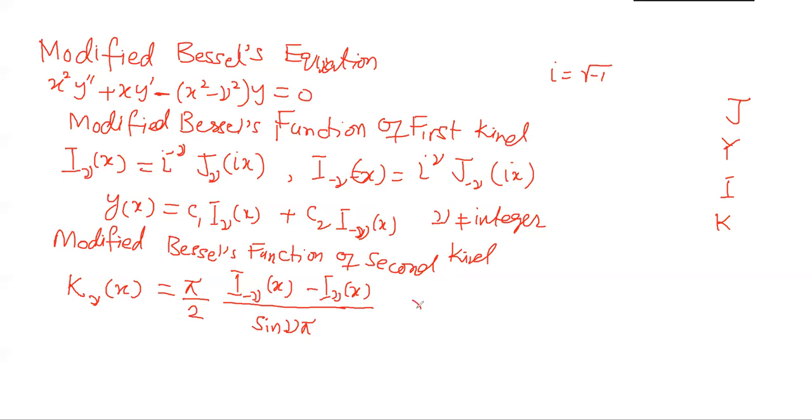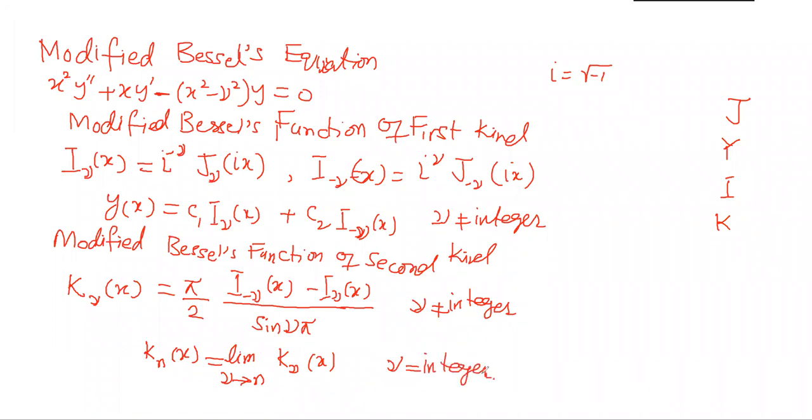But in this case, as before, when nu is not equal to an integer, we calculate this in this way. When nu is an integer, you calculate K_n(x), where n is an integer, as the limit of K_nu(x) as nu tends to n. So in this case, we need to apply L'Hopital's rule to calculate the limit. So you can see that for different types of situations, we have different functions, okay?